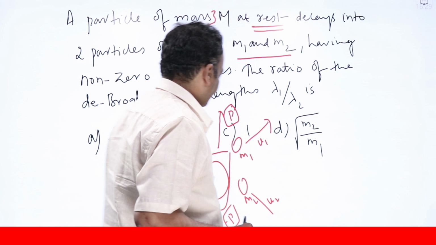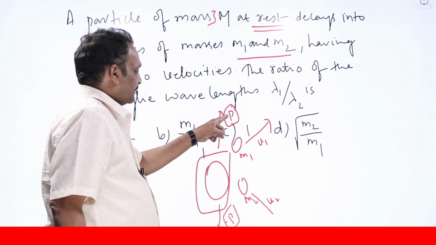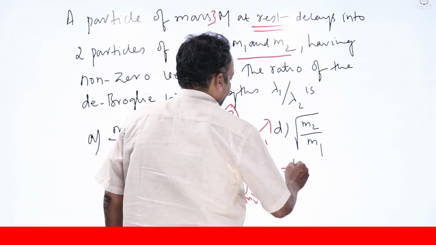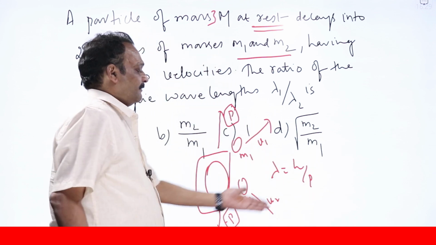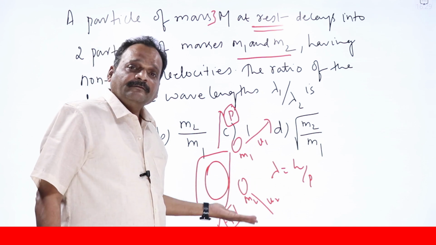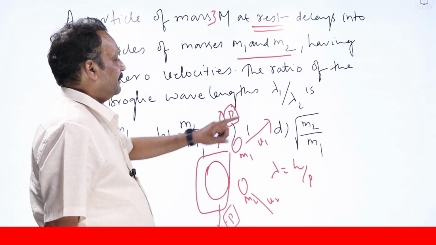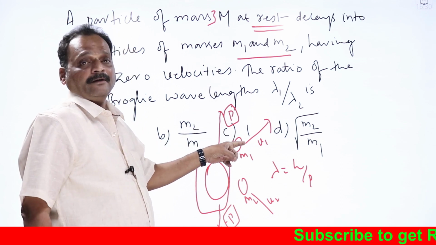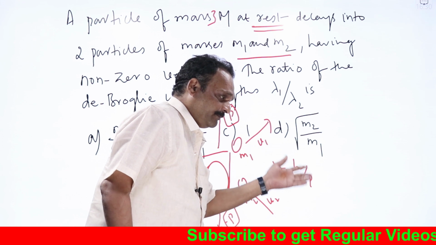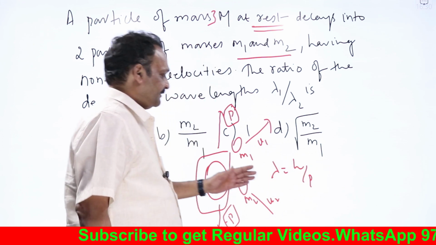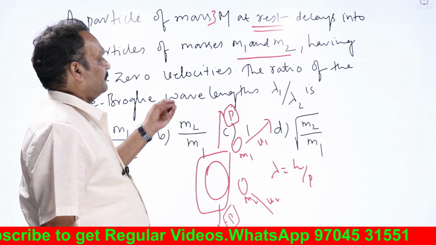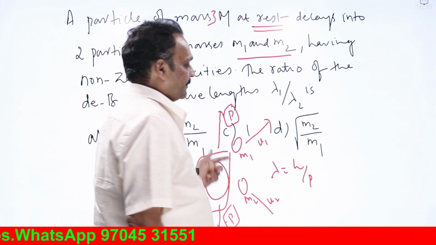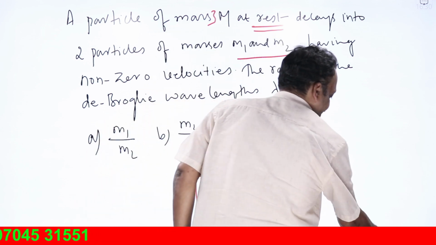Now, what should happen? This one's momentum and this one's momentum should be the same. What is the de Broglie wavelength? Lambda equals h by p. So when momenta are equal, the de Broglie wavelengths will also be equal. So what is the ratio, lambda 1 by lambda 2 or lambda 2 by lambda 1? Whatever it is, the ratio will be equal, simply because they have equal magnitudes of momenta. This is why I have chosen this simple question, because it has appeared in almost all the exams I have seen. So we'll go to the third problem.